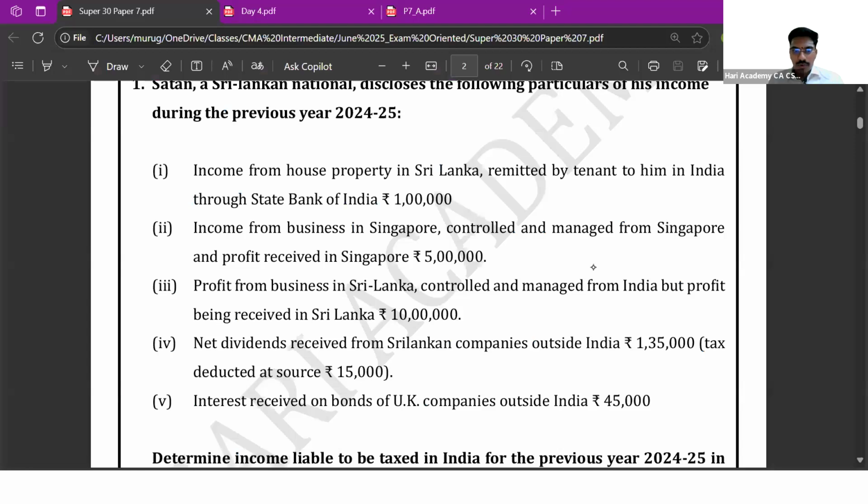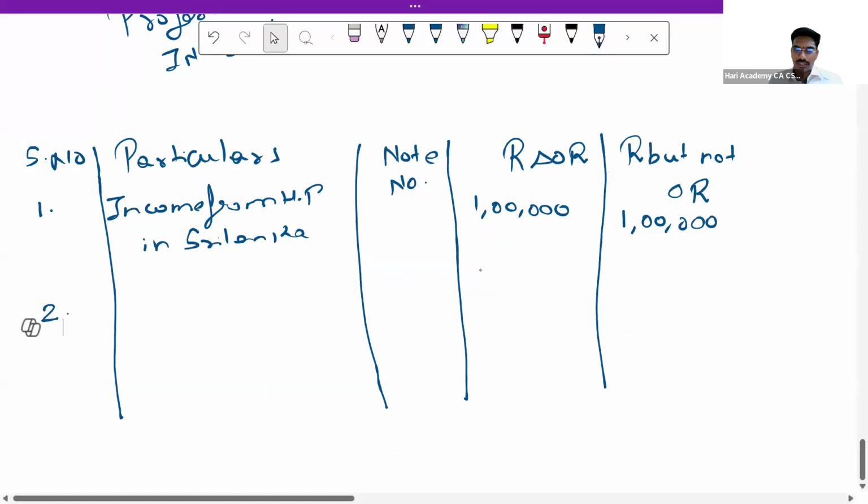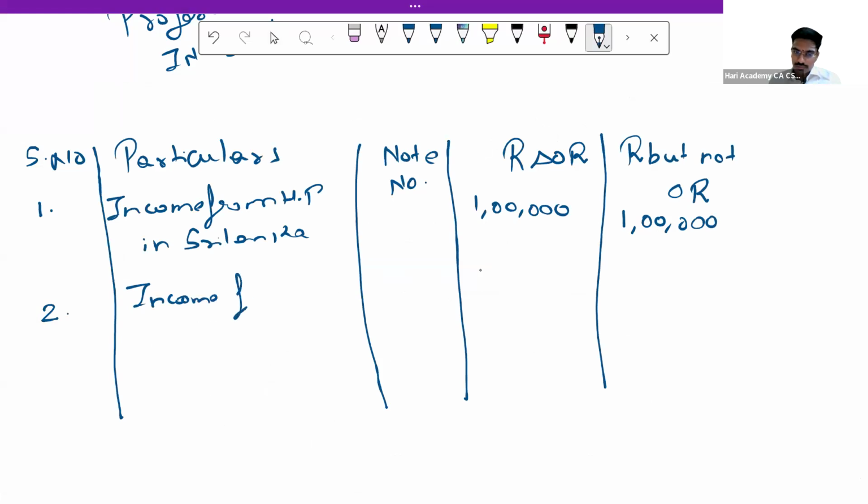Second point, income from business in Singapore, controlled and managed from Singapore, and profit received, rupees 5 lakhs. So this is income from business in Singapore, 5 lakhs. It is taxable for resident and ordinary resident. It is not taxable for resident but not ordinary resident.